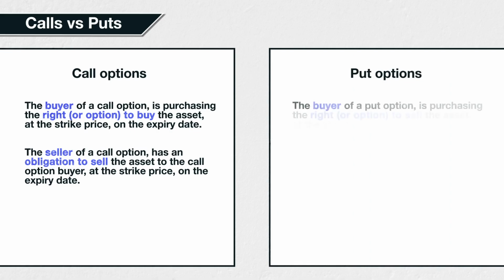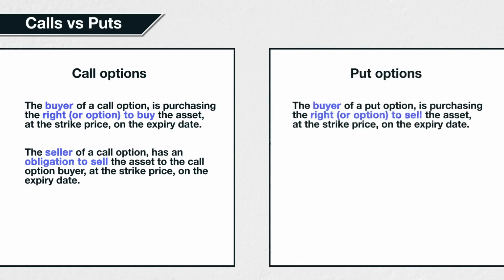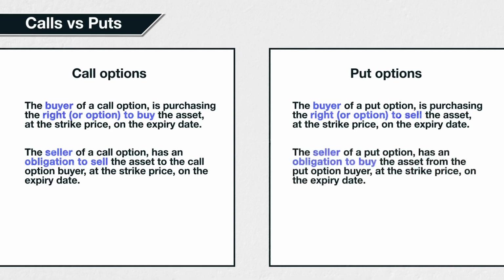The buyer of a put option is purchasing the right or option to sell the asset at the strike price on the expiry date. On the other side of this trade is the trader who is selling this put option to the buyer. The seller of the put option has an obligation to buy the asset from the put option buyer at the strike price on the expiry date.